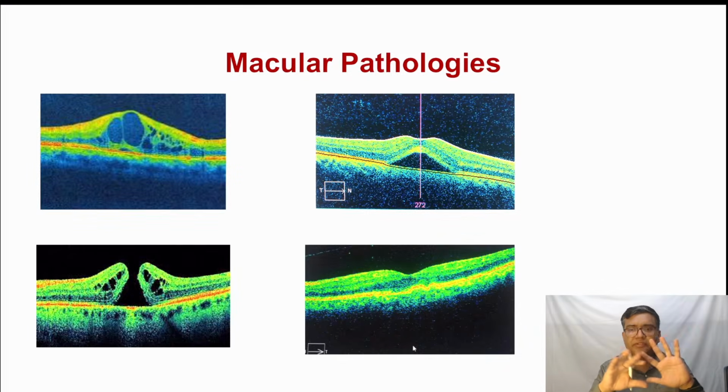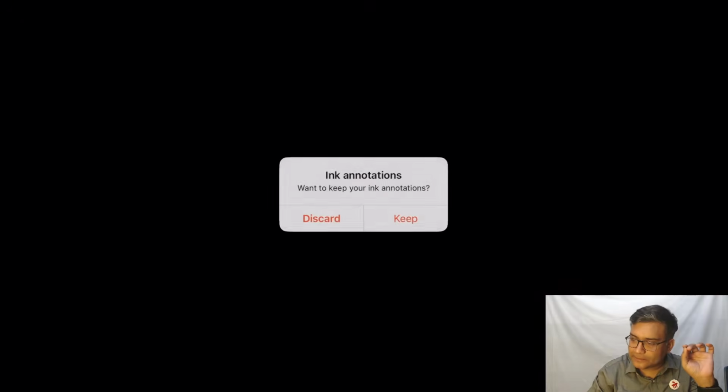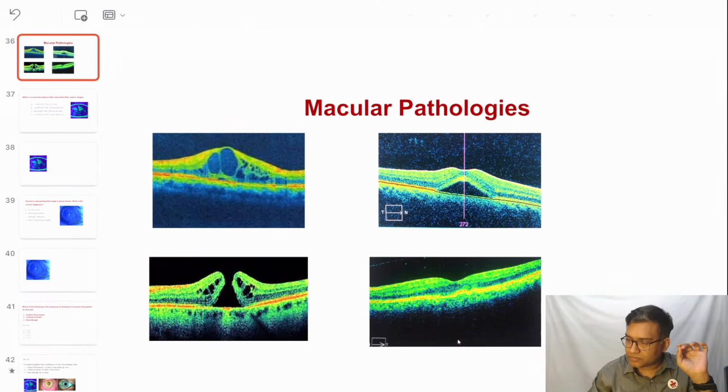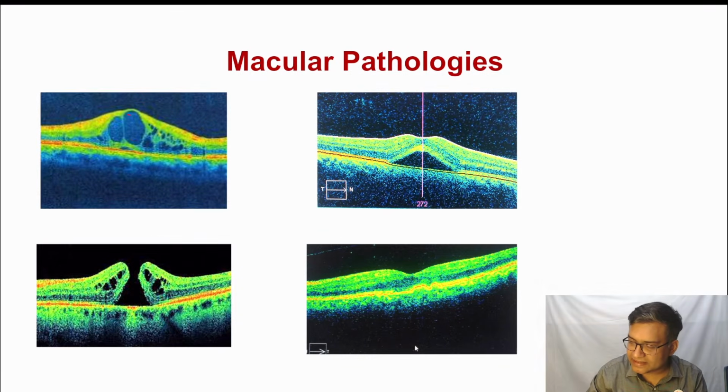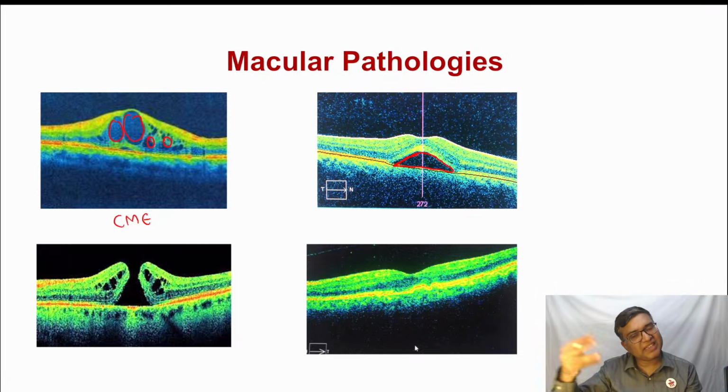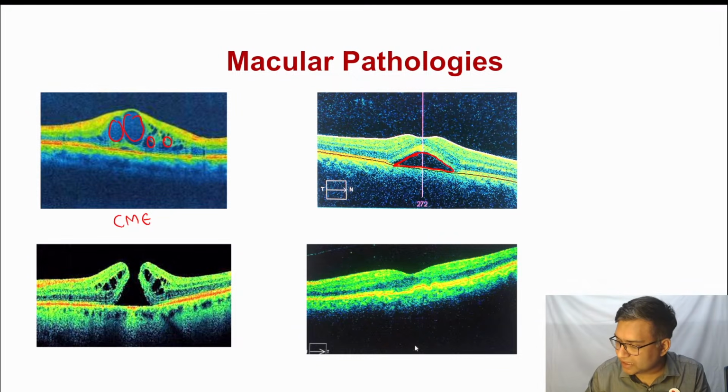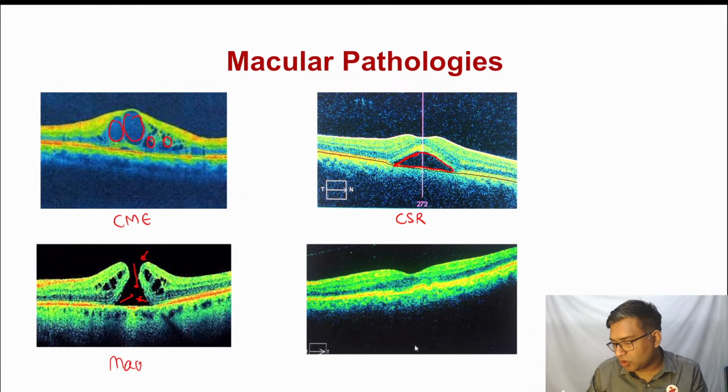Okay, with this we move to the various macular pathologies and the OCT pictures of them. So see here the various macular pathologies. The first one you can see, here there are cystic spaces in the inner retinal layers. So this is a patient having cystoid macular edema. Here you are getting exudation between the neurosensory retina and the retinal pigment epithelium. So this patient is having central serous retinopathy. Here you can see there is loss of layers in the center of the macula. So this is basically a macular hole.